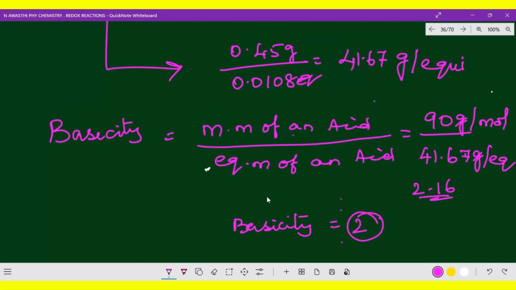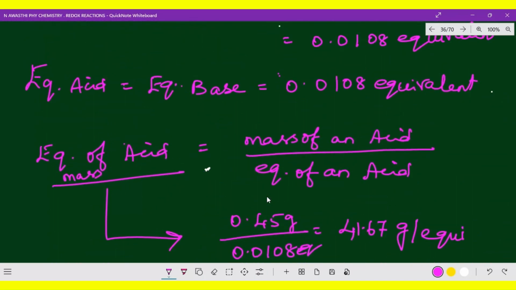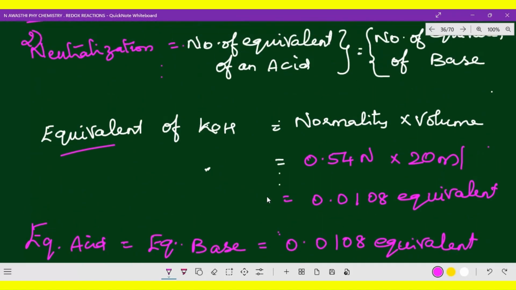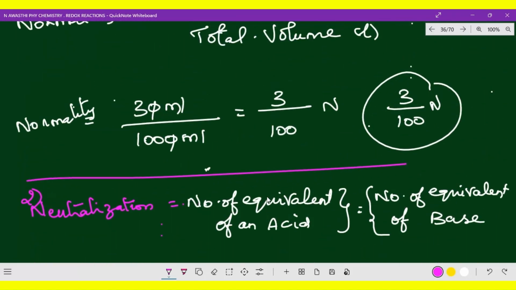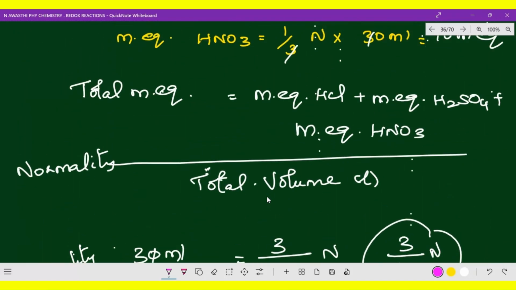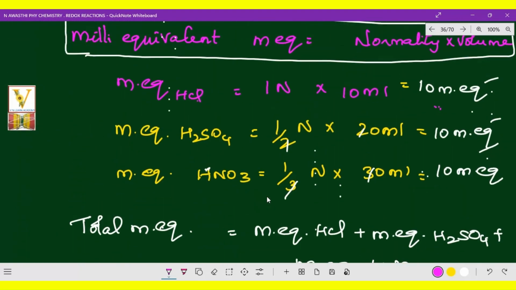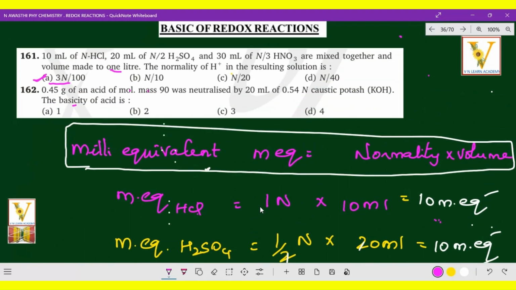So what is the basicity of an acid? Basicity of an acid, H plus ion, will be 2. Here 2 will be the correct answer. So the answer is very long. The answer is 2. Yes. The answer is 2, option B. Both the questions I just mentioned in one point. So that is it. Okay, come on. I hope you got the clarity.